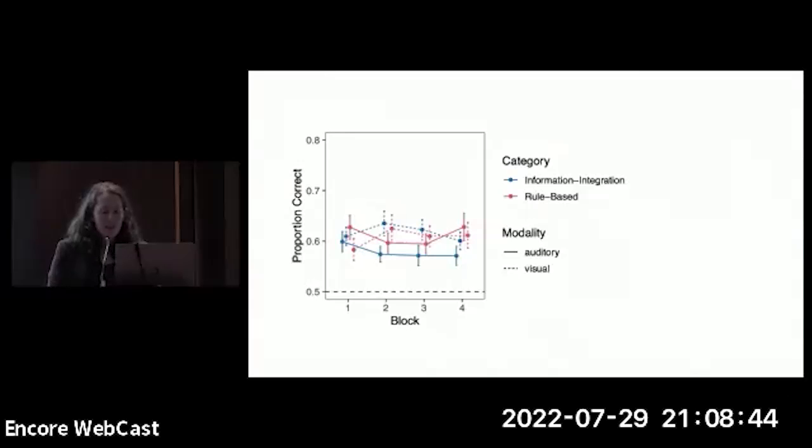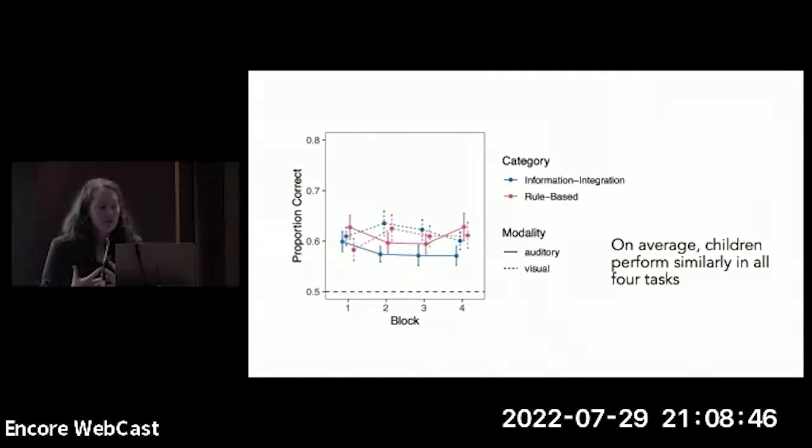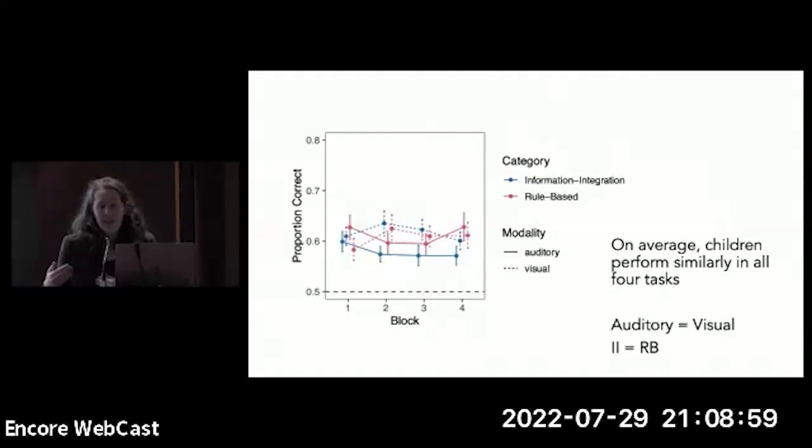So pretty immediately, what you can see is that on average, children perform similarly across all 4 of these tasks. There's not a huge bias to learn the auditory over visual information or the information integration over the rule-based types of categories. And I'll also point out that children's performance here is relatively stable across blocks. You see them kind of boost up in that first block, and then they're kind of just staying at that same level of performance as they complete the task.